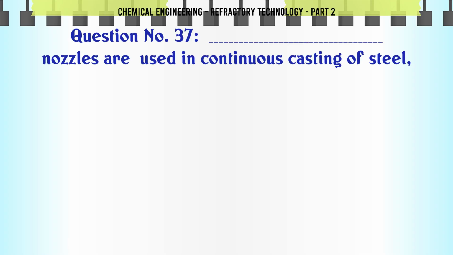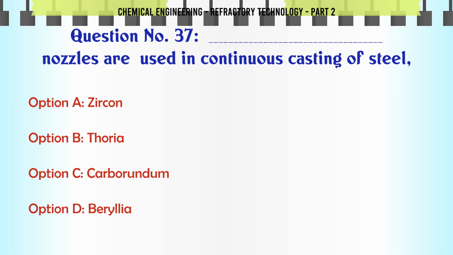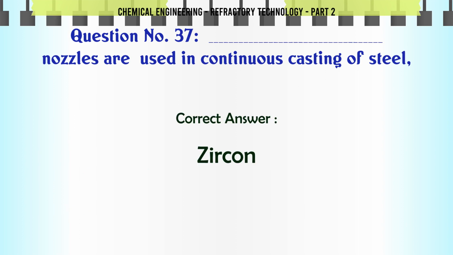Nozzles used in continuous casting of steel are made of A. zircon. B. thoria. C. carborundum. D. beryllia. The correct answer is zircon.